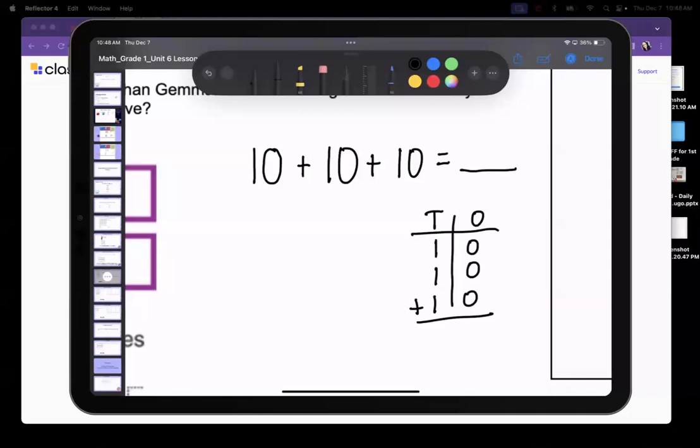I didn't know if you jumped on. Go for it. I was going to say that I know 10 plus 10 is 20, so just one more is 30. Good. I like that.